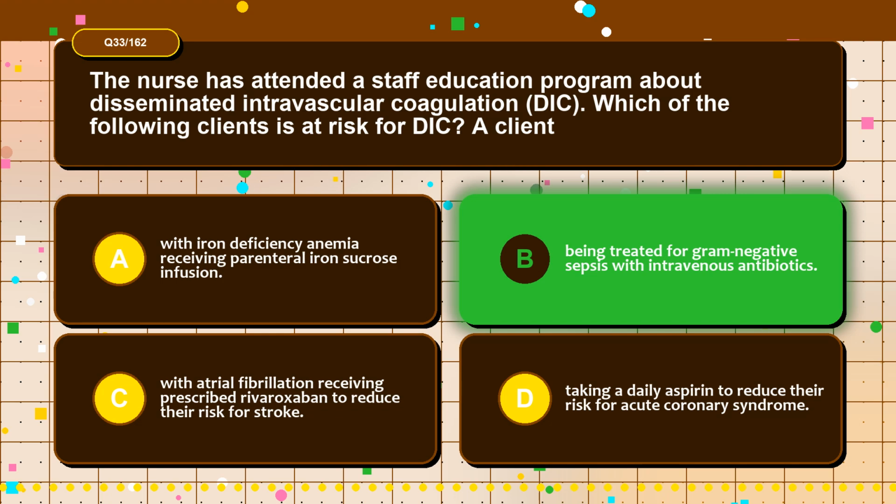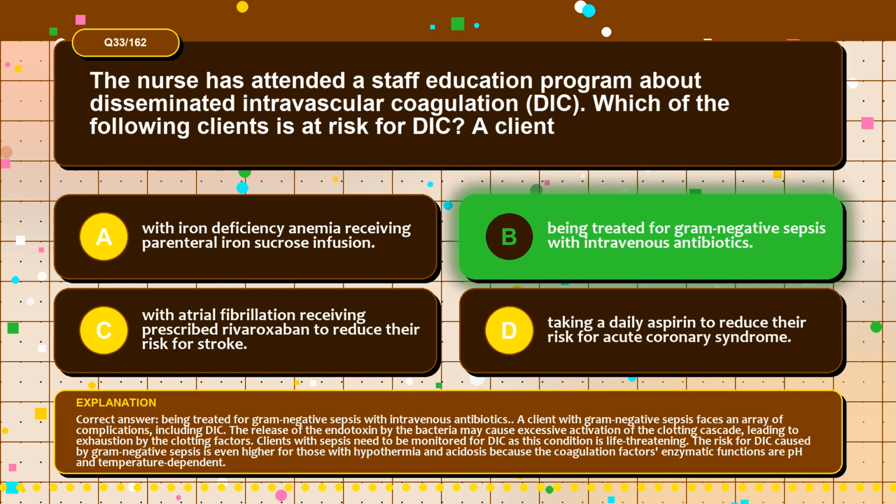The correct answer is option B. Being treated for gram-negative sepsis with intravenous antibiotics. Correct answer, being treated for gram-negative sepsis with intravenous antibiotics. A client with gram-negative sepsis faces an array of complications, including DIC.